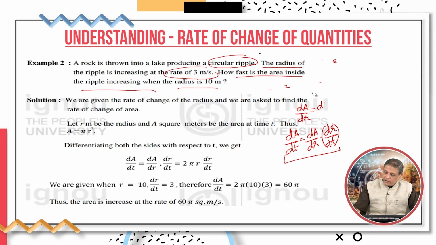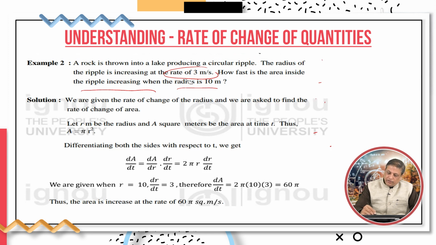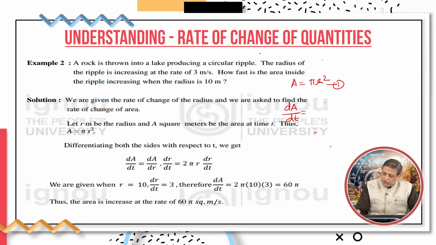Now, let us solve this numerical. The first observation is that there is a circle. So, circle has got the area pi r square. So, area A is equal to pi r square. Now, differentiating both sides of this equation number 1 with respect to time t, we are getting dA by dt is equal to 2 pi r into dr by dt. And we learned that dA by dt can always be expressed as dA by dr into dr by dt, which is nothing but your chain rule.